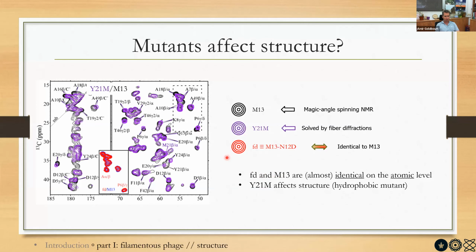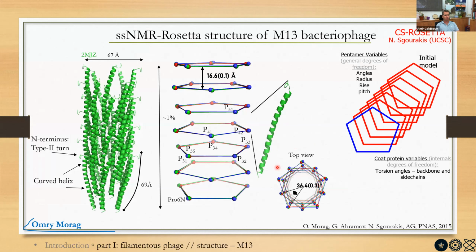So we went on to solve the structure of fd and M13 bacteriophages. In our case, it was M13, but it didn't really matter so much. I won't go into detail because I talked about this in previous years. This is the final structure, which was done in collaboration with Nick Gourakis, who was just moving from the Baker lab to his own lab.